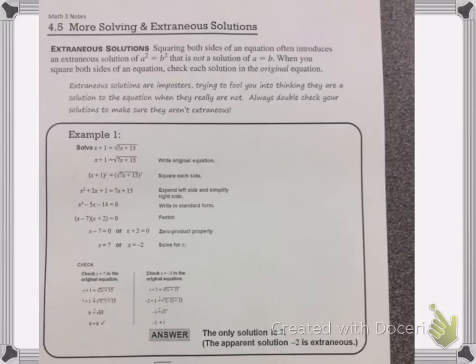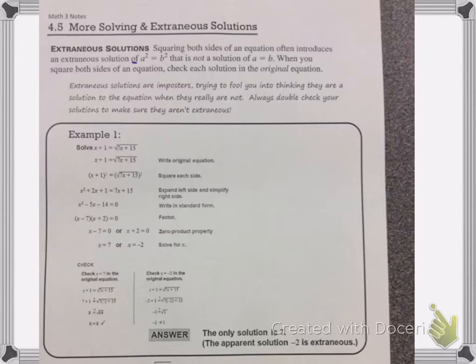This is Note-Taking Guide 4.5, More Solving and Extraneous Solutions. Now, I talked to you yesterday about the importance of checking your solutions when you are solving, just to make sure that they worked. Well, today it's super important because we can sometimes get something called an extraneous solution. So extraneous solutions sometimes occur when we end up squaring both sides of an equation.